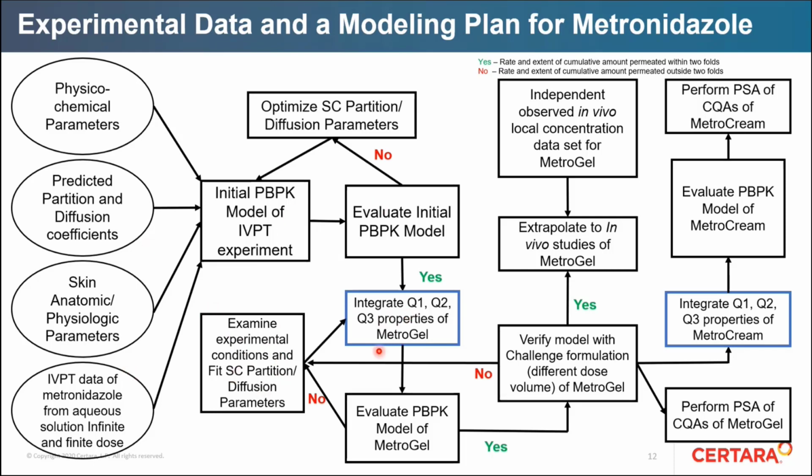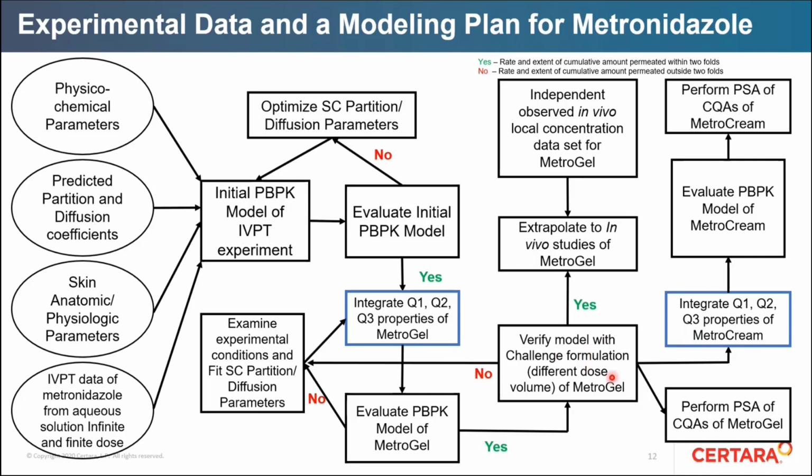We are still using in vitro data here. So we are not trying to use in vivo data to optimize predictions. We are still trying to see, can we find a way to use our in vitro data efficiently to predict in vivo. Once you think the model can capture your formulations, you can challenge your model with different formulations. We did in this case, once we knew that our model was able to predict MetroGel, we challenged the model with another formulation, Metro Cream.